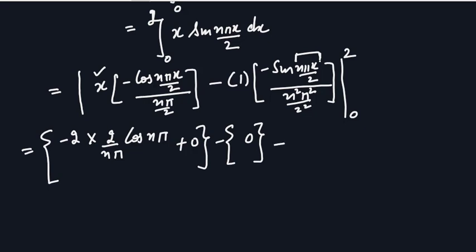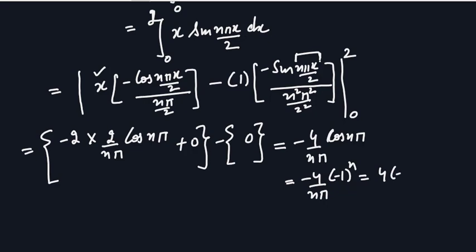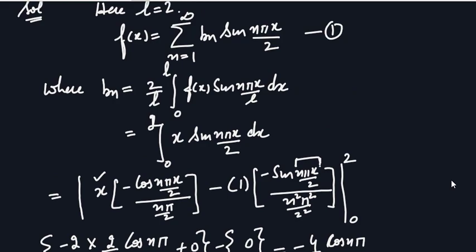Fine. So we are left with minus 4 by n pi cos of n pi. And already we have written that cos of n pi is minus 1 raised to power n. Or further you can write it as 4 times minus 1 raised to power n plus 1 divided by n pi. Fine. Substituting these values in equation number 1.